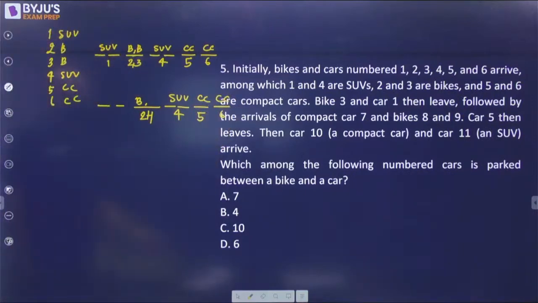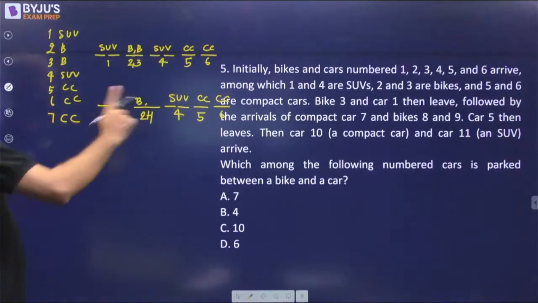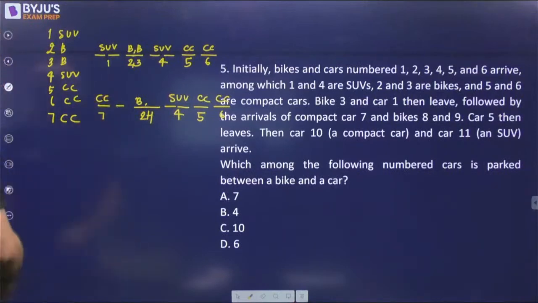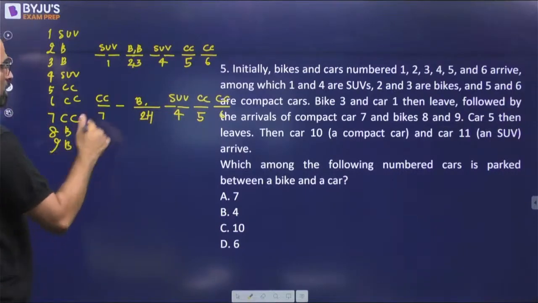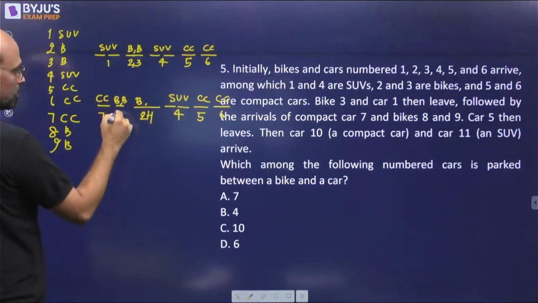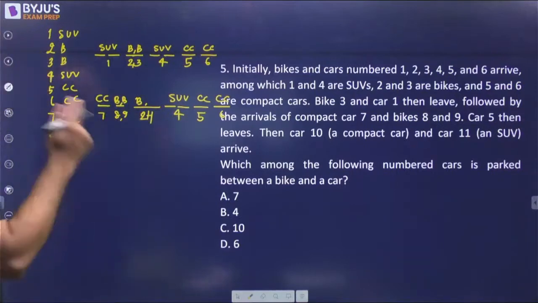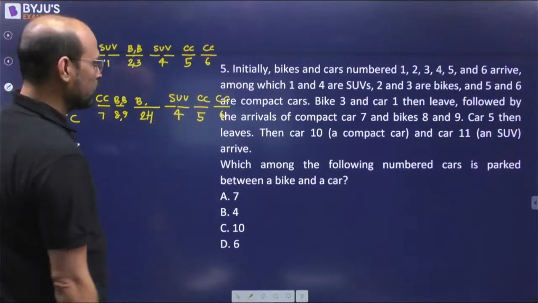Followed by the arrival of compact car 7. So 7 is a compact car that comes in. Obviously, it will pick up the latest vacant position. And bikes 8 and 9 come in. So 8 is also a bike, 9 is also a bike. So obviously 8 and 9, the bikes, will pick up the latest slots, right? So this is 8 and 9. Car 5 then leaves. Now when car 5 leaves, this 5 will go away.